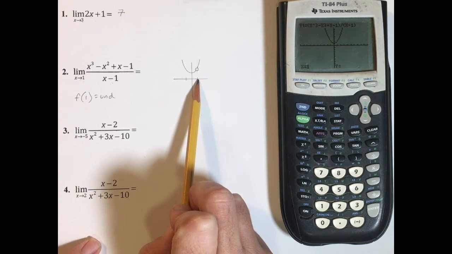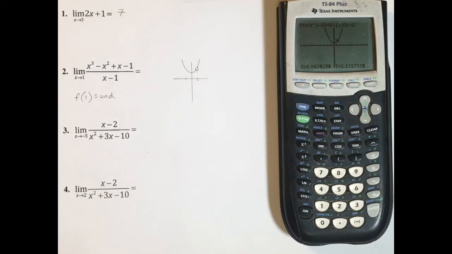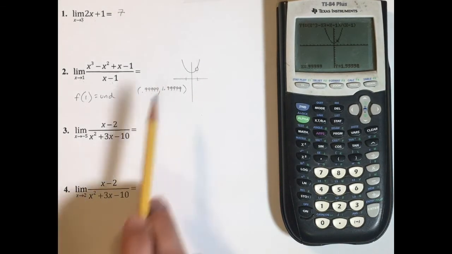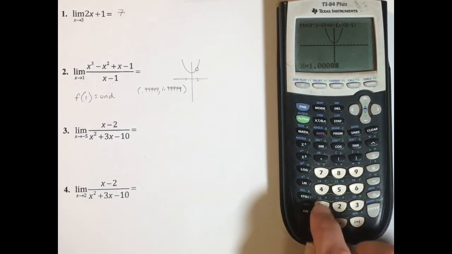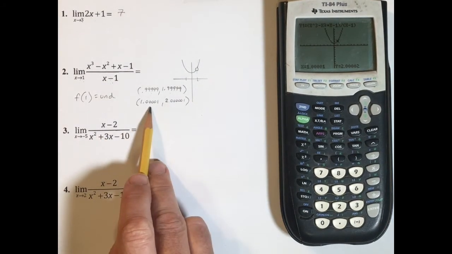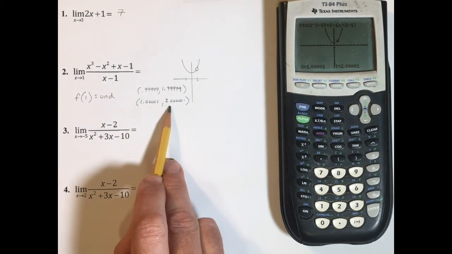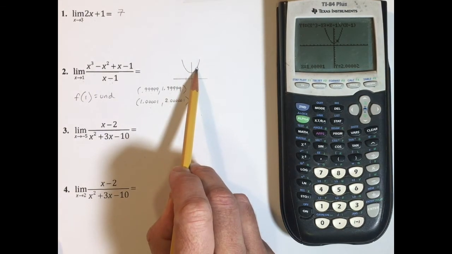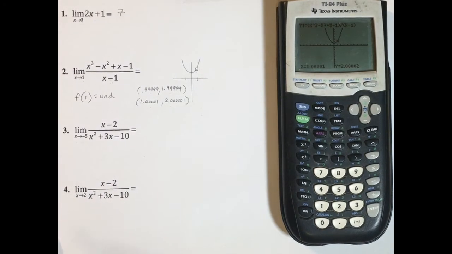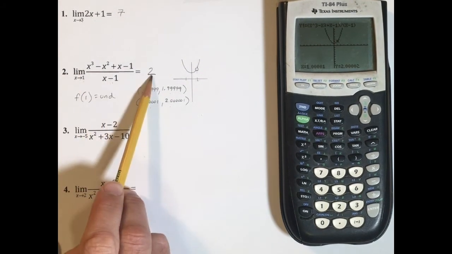So what we need to do is look just a hair to the left of 1 and a hair to the right of 1. I'm going to trace a number that's just a hair to the left of 1. I'm going to trace 0.99999. When I trace 0.99999, I get 1.99999, which is essentially 2. Now let me trace a number just a hair to the right of 1. Let me trace 1.00001. When I trace 1.00001, I get 2.00001, which is also essentially 2. It appears to me that the hole is at the point (1, 2). So the limit as x approaches 1 equals 2.